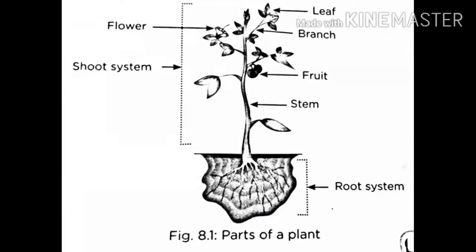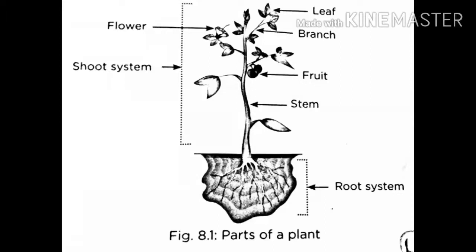Students, carefully pull out a small plant from the ground and observe it closely. What do you see in the plant? Yes, we can see roots and shoots. What is a root?